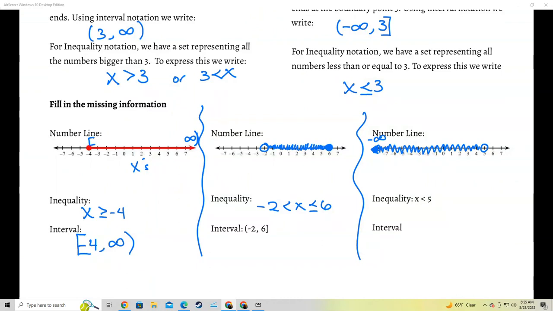Okay, so my boundary points are at negative infinity, which means there is no boundary point over there, and 5. As far as the negative infinity, that's always going to need a parentheses. And because the 5 is not filled in, we're going to need a parentheses on this side as well. So how do I write that using interval notation? Well, I know I'm going to start at negative infinity, and I'm going to go all the way up to 5. Infinities always have parentheses, and since it said it didn't have an equal sign, and it's not filled in, we need a parentheses right here.